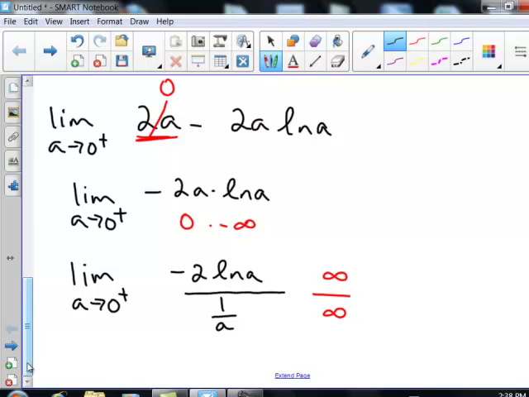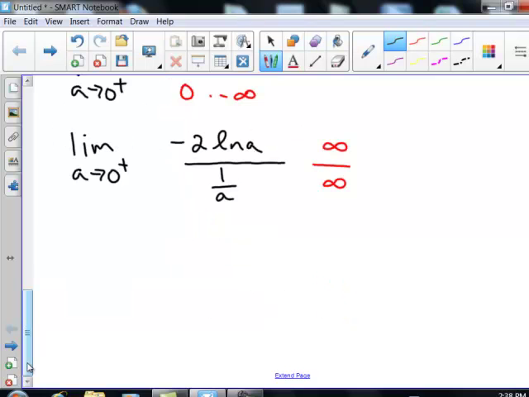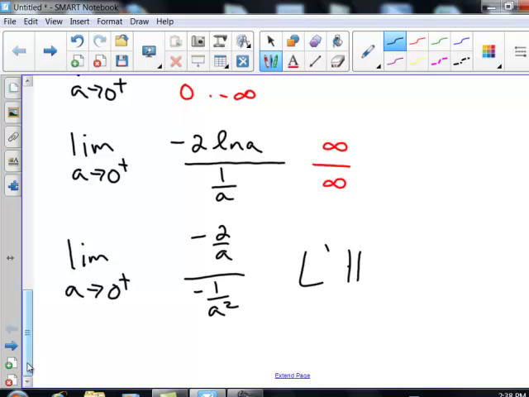All right, so now I can apply L'Hopital's rule on this line here. So this is the limit as a approaches 0 from the right. Derivative of negative 2 times the natural log of a is negative 2 over a, and the derivative of 1 over a is negative 1 over a squared. And again, that was applying L'Hopital once I had it into a form that I could deal with.